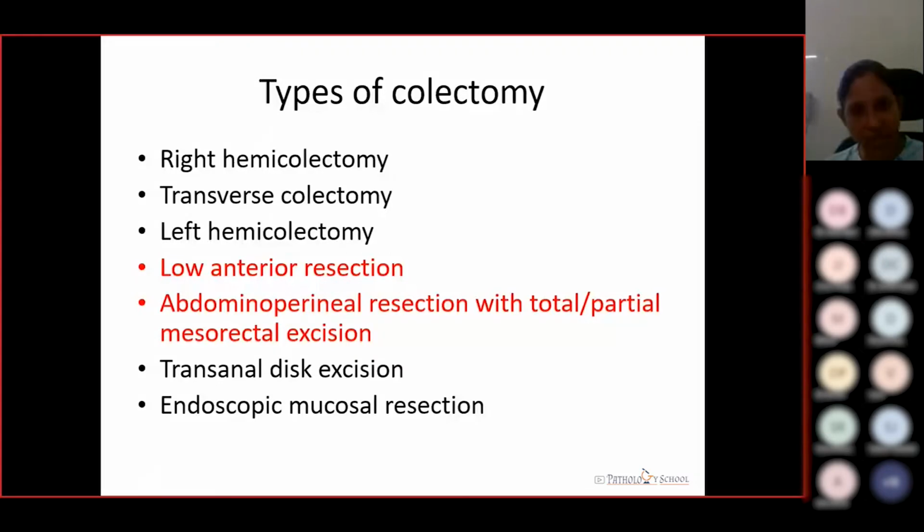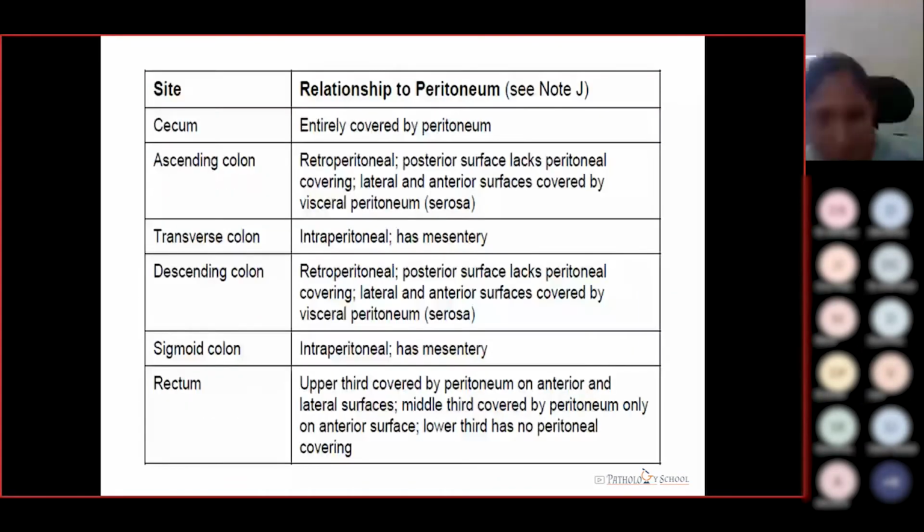It is a better surgery as compared to abdominoperineal resection because the sphincter function is retained in most of the LARs. Abdominoperineal resection, on the other hand, is generally preferred when the tumor has already affected the sphincter function. This slide highlights the difference between grossing an LAR or an abdominoperineal resection.